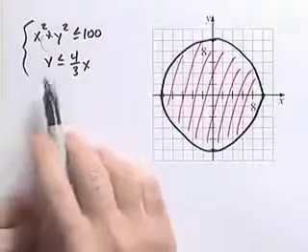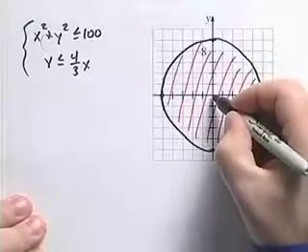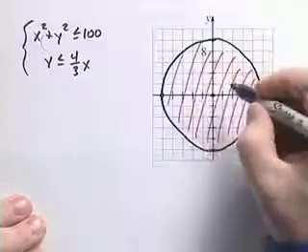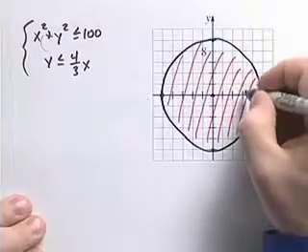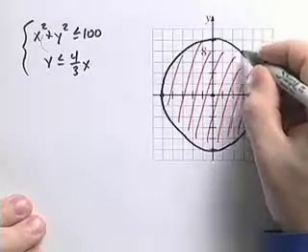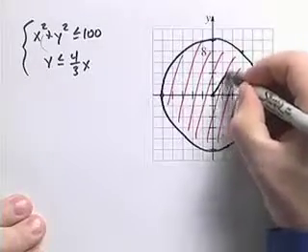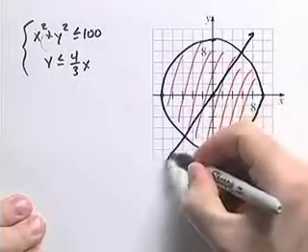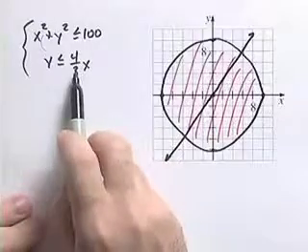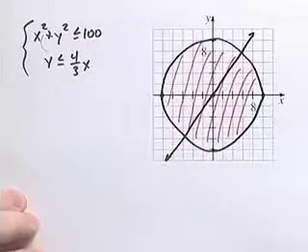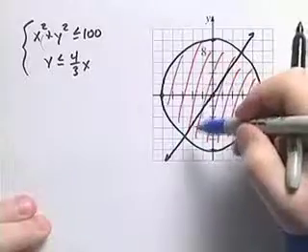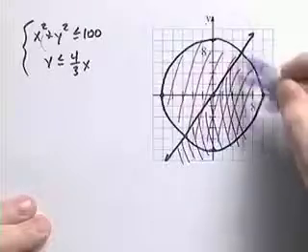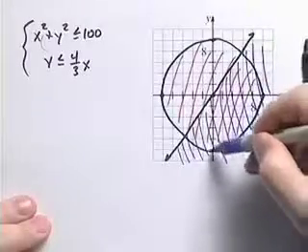Now we want to graph the line y equals 4/3 x. So we pick a couple of points. When x is 0, y will be 0. When x is 6, y will be 8. We're graphing that line. We want y to be less than or equal to 4/3 x, so we're going to shade below that line, but we also want it to be within our circle to get our final solution set.